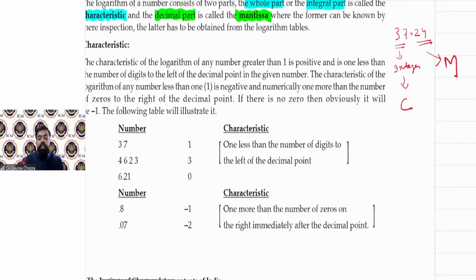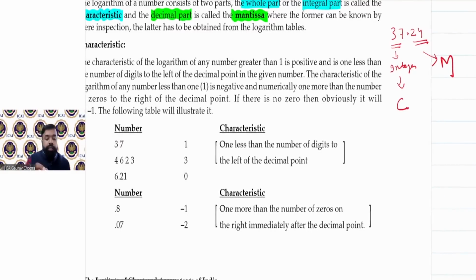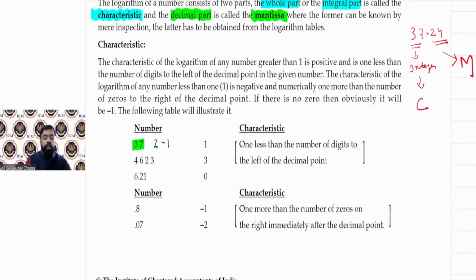is positive and is 1 less than the number of digits to the left of the decimal point in the given number. So let's say 37 is the integer. From this integer portion, we can calculate the characteristic. For calculation of the characteristic, you have to count the number of digits. In 37, how many digits are there? There are 2 digits. Subtract 1 and your result will be 1. So in 37, the characteristic is 1.